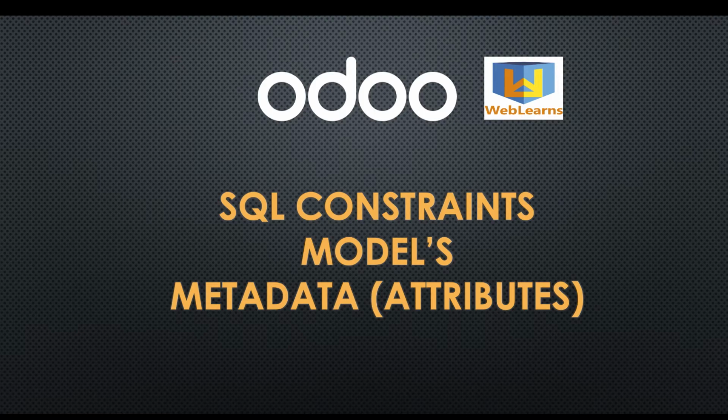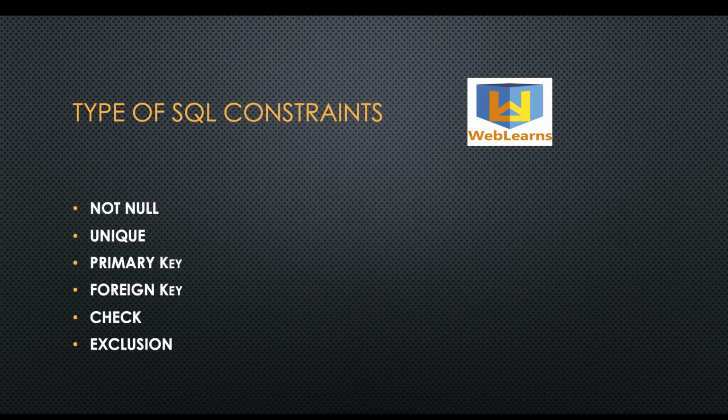First we need to understand what is SQL constraint and why we need to use this one, and then we will see how to implement it in Odoo side. You need to understand that Postgres SQL generally supports six types of constraint: not null constraint, unique constraint, primary key, foreign key, check constraint, and exclusion constraint. So we will cover a few of them in SQL side and then Odoo side.